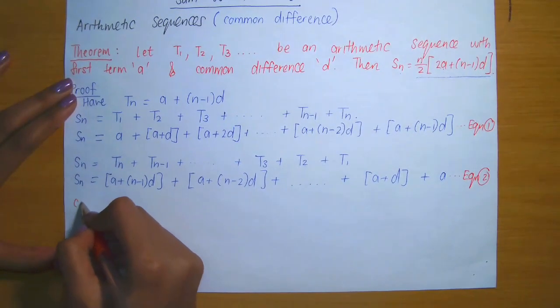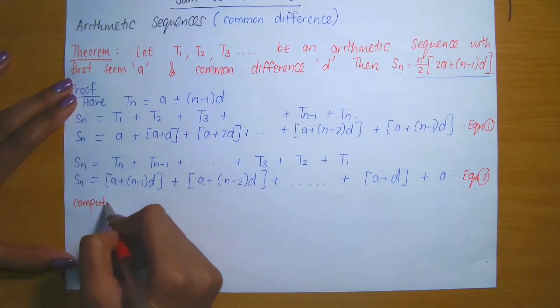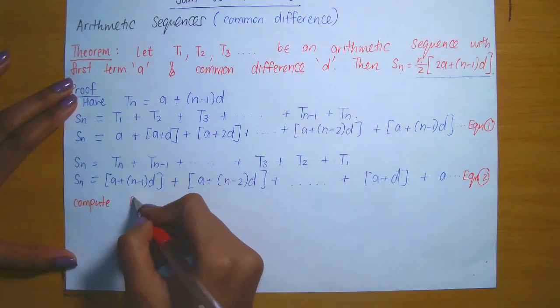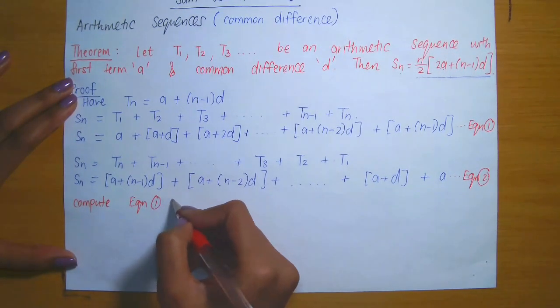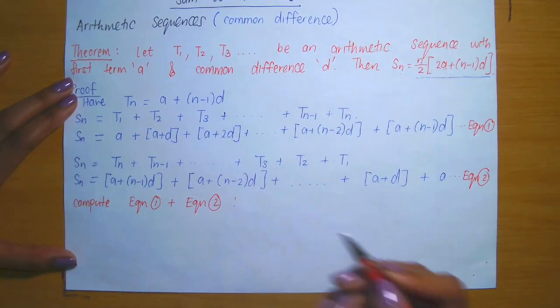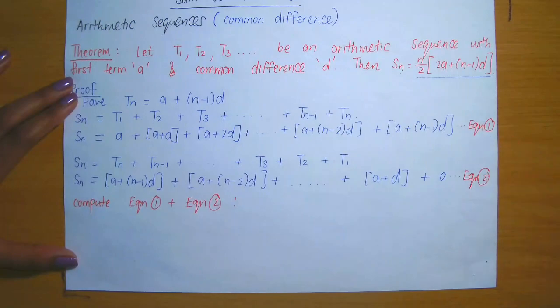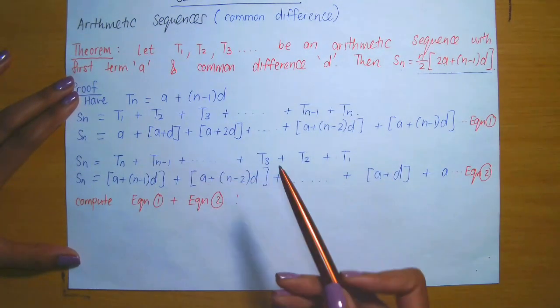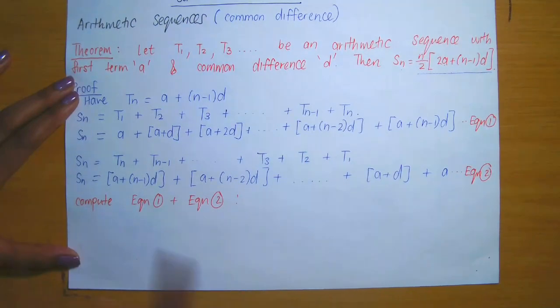So we're going to compute equation 1 plus equation 2. That's what we want. So we're going to add that equation to this one. So remember, when you're adding, you're going to add corresponding terms. You add everything on the left of the equality, and you will add everything on the right of the equality.